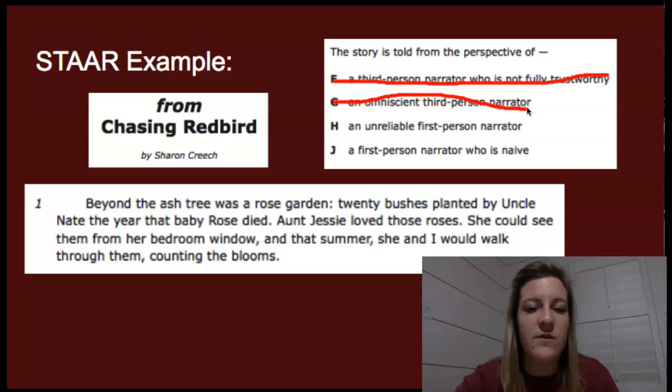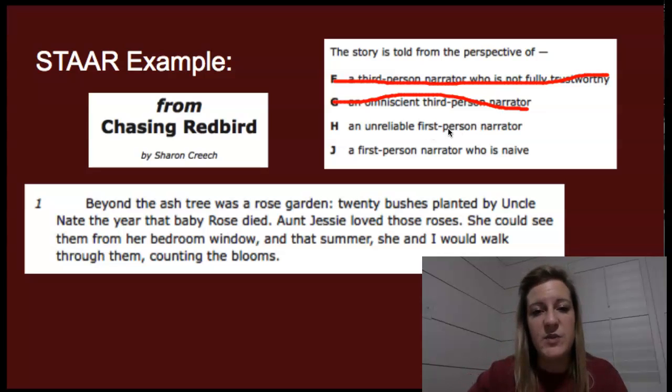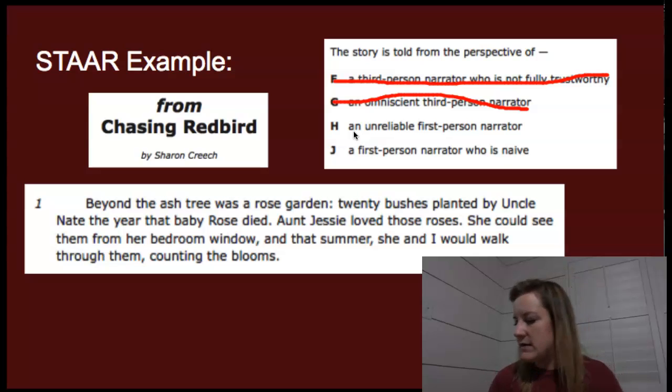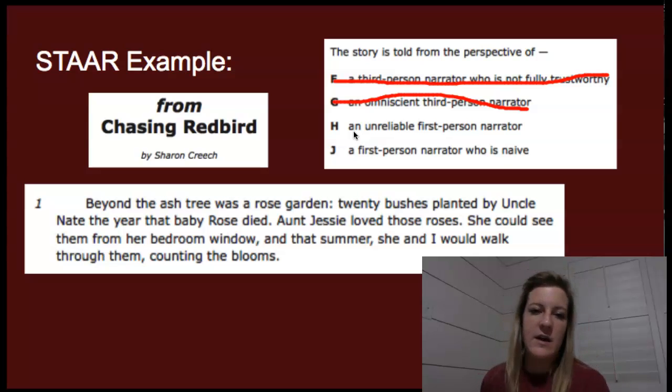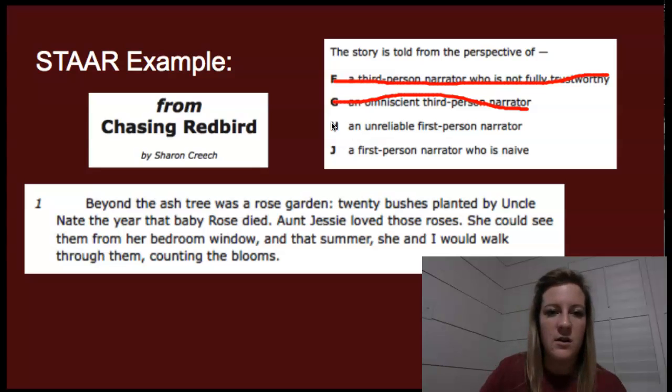H, an unreliable first-person narrator. So we could say first person, okay, but this is the key word in this answer choice, unreliable. Not really sure how you could prove that, but that is not the case, okay? So H is not the correct answer.